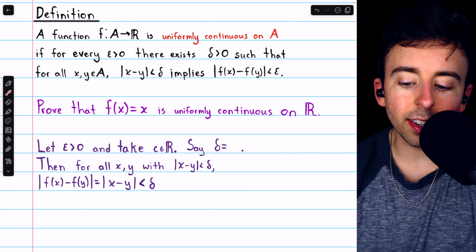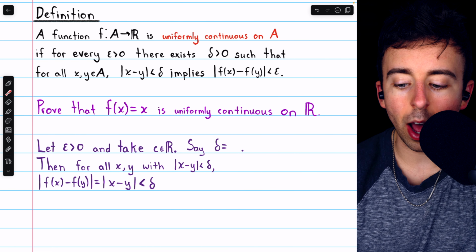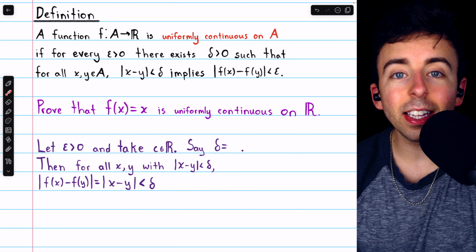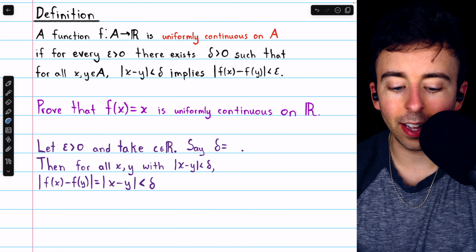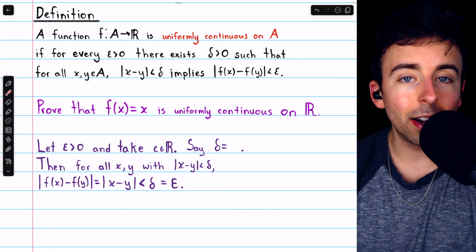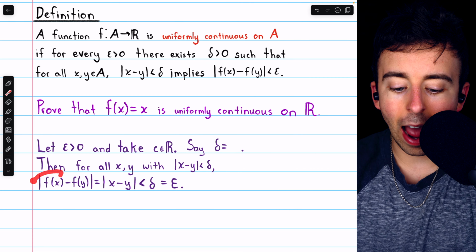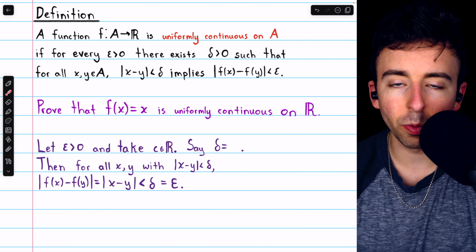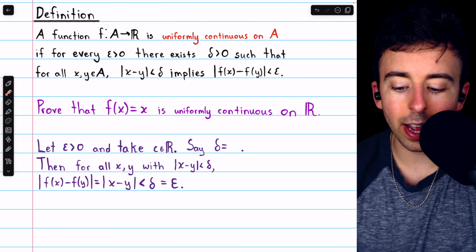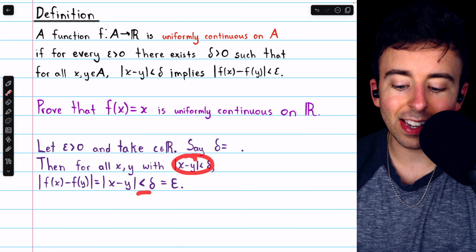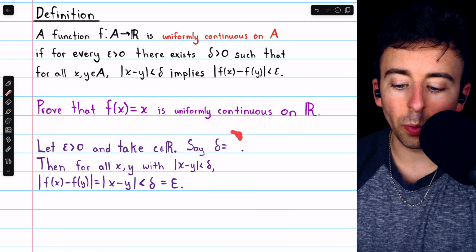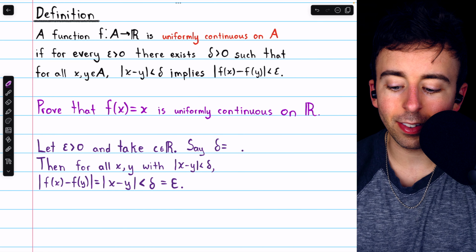Now, if we want the distance between f of x and f of y to be less than epsilon, what should we make delta equal to? Well, of course, the answer is epsilon. If delta is equal to epsilon, then our proof is done. We have that the absolute value of f of x minus f of y, by definition of the function, is the absolute value of x minus y, which we can assume is less than delta, and delta is equal to epsilon. So what we need to set delta equal to is epsilon.